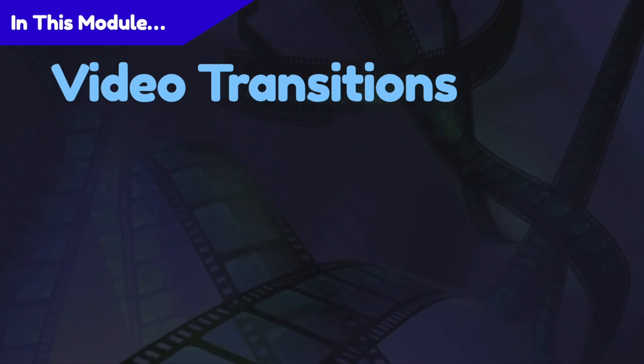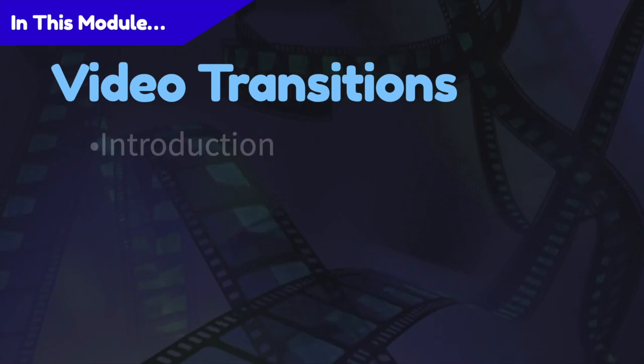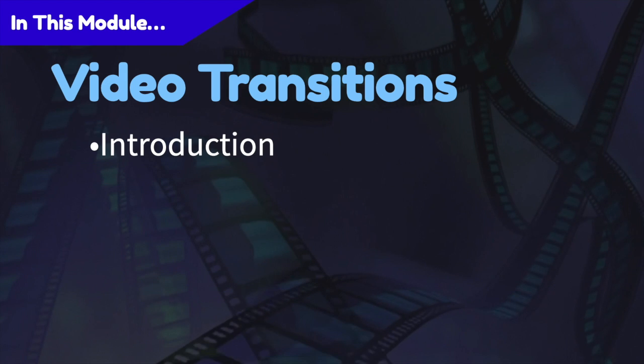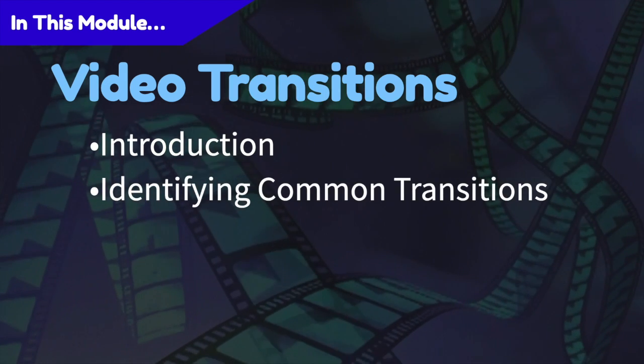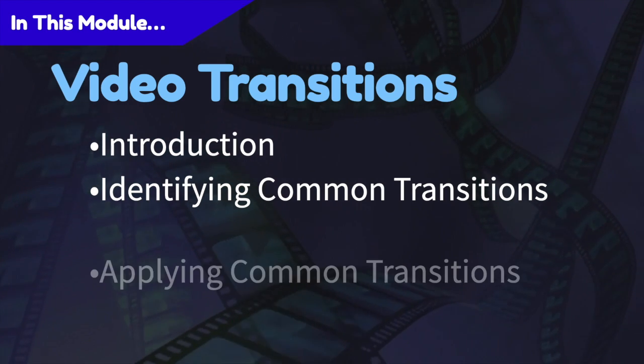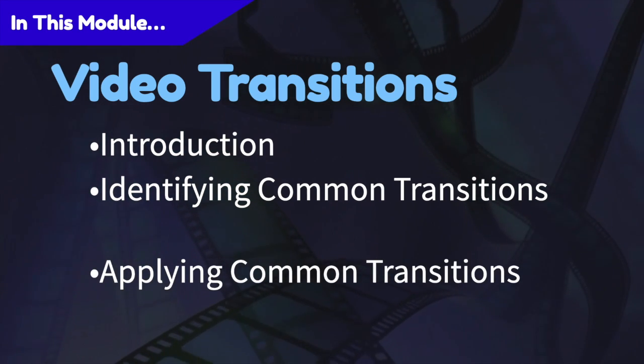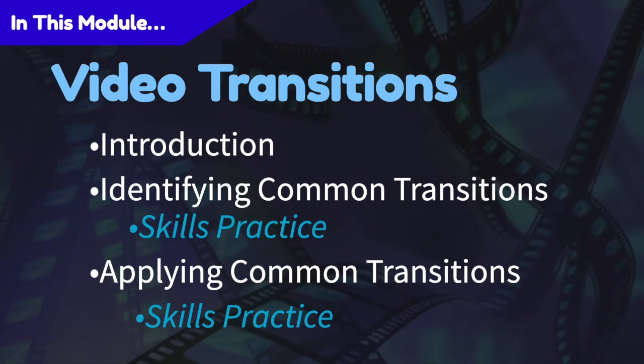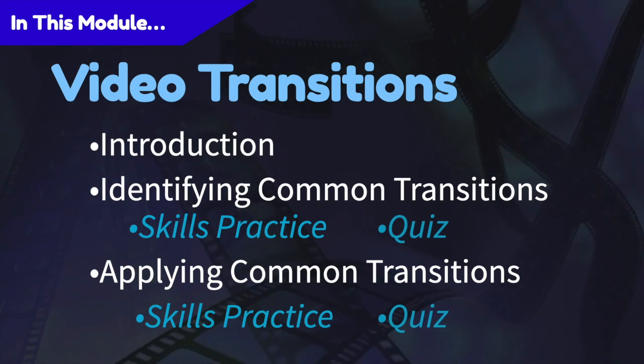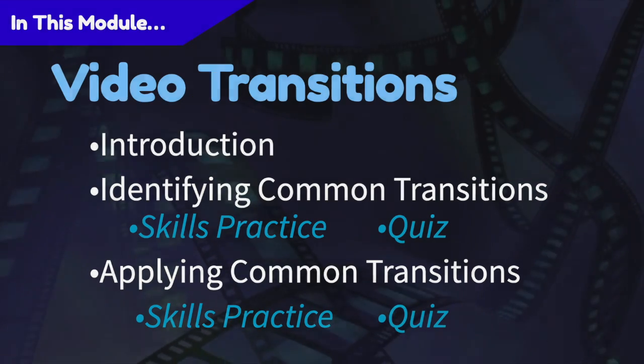Similar to the modules on shot types and shot angles, we'll start by introducing each type of transition and how each one is commonly used. Then we'll focus on identifying transitions first, before moving on to applying each one to meet different cinematic goals. Again, you'll have an opportunity to practice identifying and applying video transitions before testing your knowledge with a quiz.